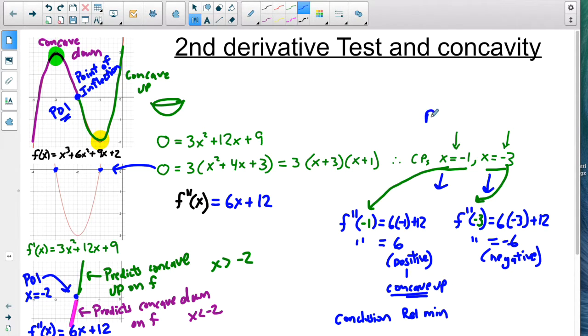Which we knew already. And negative means concave down. What does concave down look like? It's up here in the original graph. Concave down happens in the original graph where there's a maximum. So the conclusion is a relative max.